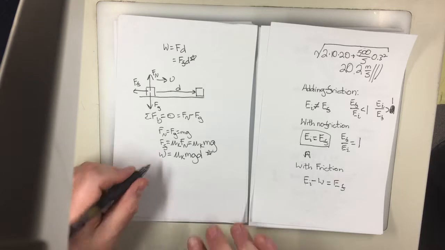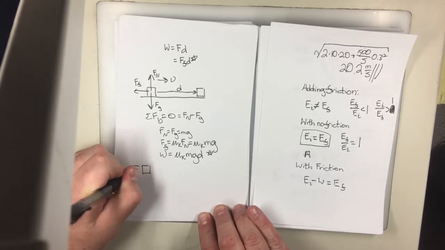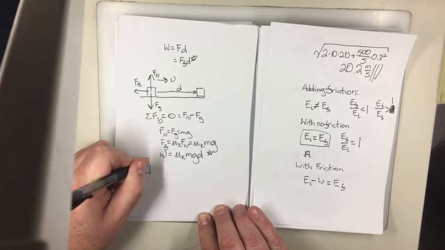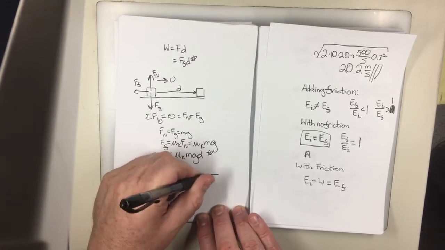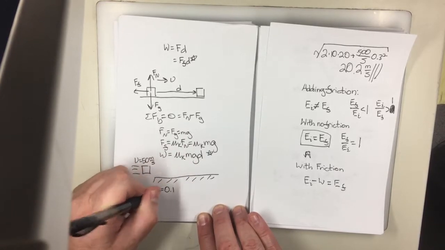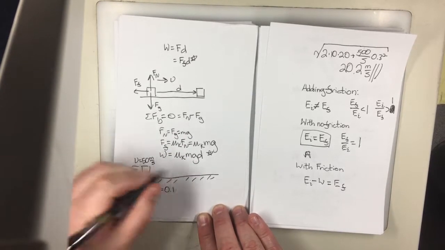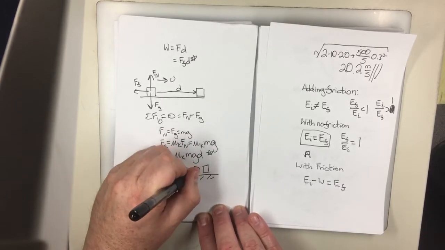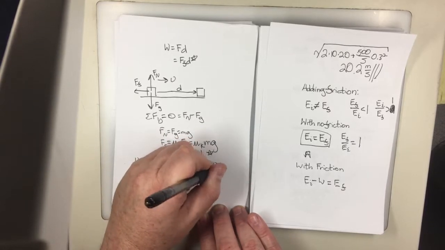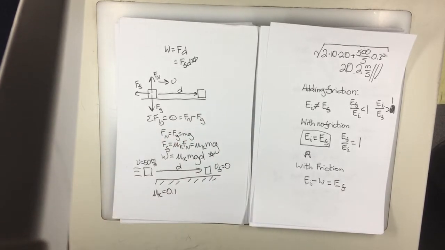So let's say we have an object moving with a velocity of 50 meters per second, and it's traveling across a frictional surface where its mu sub k is 0.1. What I want to know is, what is this distance d when the final velocity is 0? Effectively, we're taking all that kinetic energy that we had at the beginning, releasing it through friction, until there's nothing left when it comes to a stop.